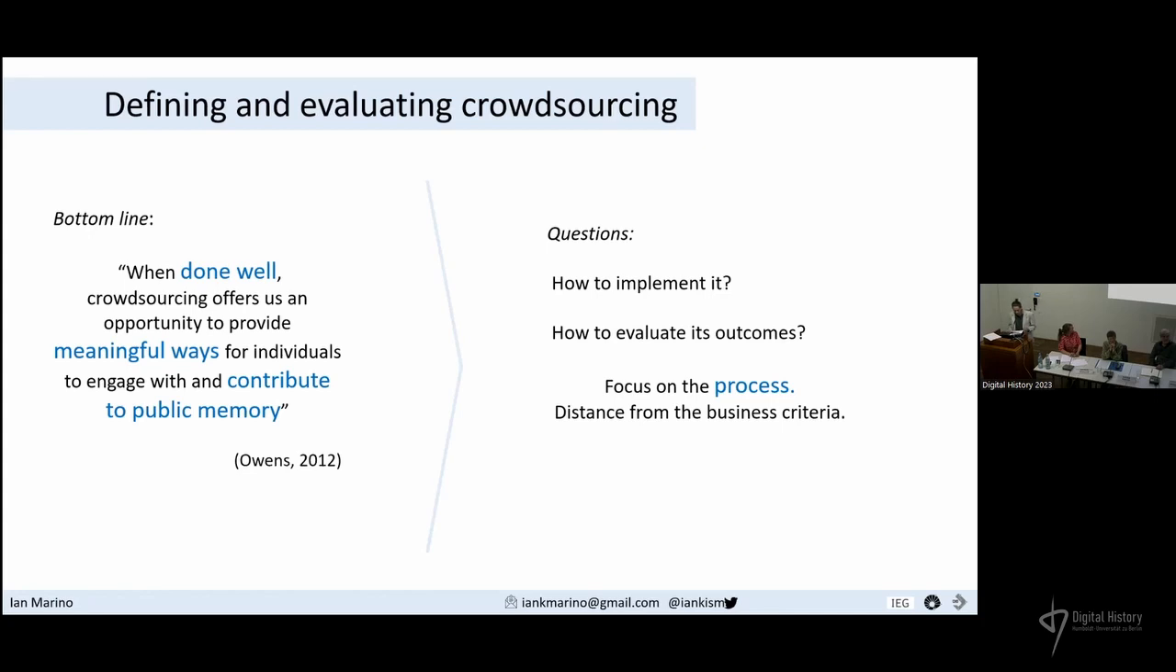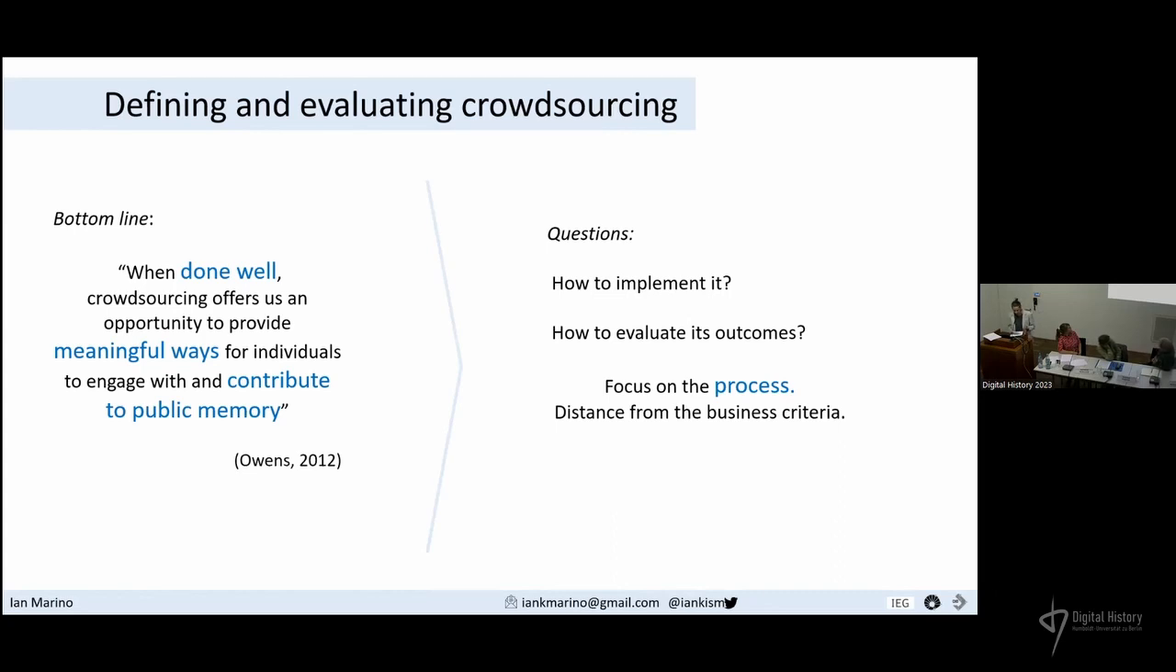How does one implement a crowdsourcing project so that it is done well? In addition, how can one evaluate the outcomes of crowdsourcing projects? Scholars have shown skepticism regarding product-oriented approaches when it comes to implementing and evaluating crowdsourcing. Instead of looking at numbers of achievements, they have suggested that one should focus on the level of engagement and on the meaning of the activity for participants.